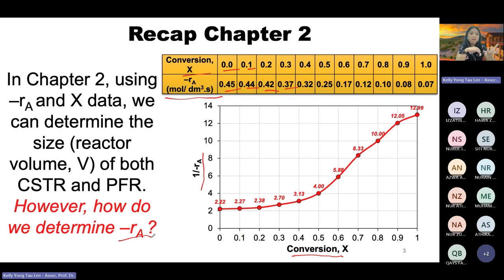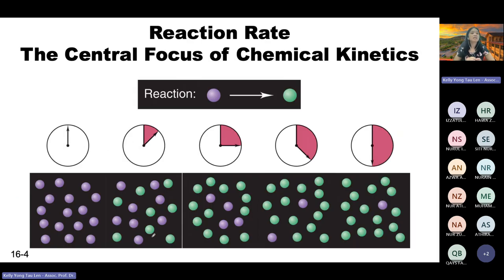Kalau you have more than one reactant, you have to identify which reactant yang dijadikan sebagai A. Di mana, where the basis of calculation is based on that reactant. So that is the difficulty now, is when we want to find out how do we calculate minus RA.